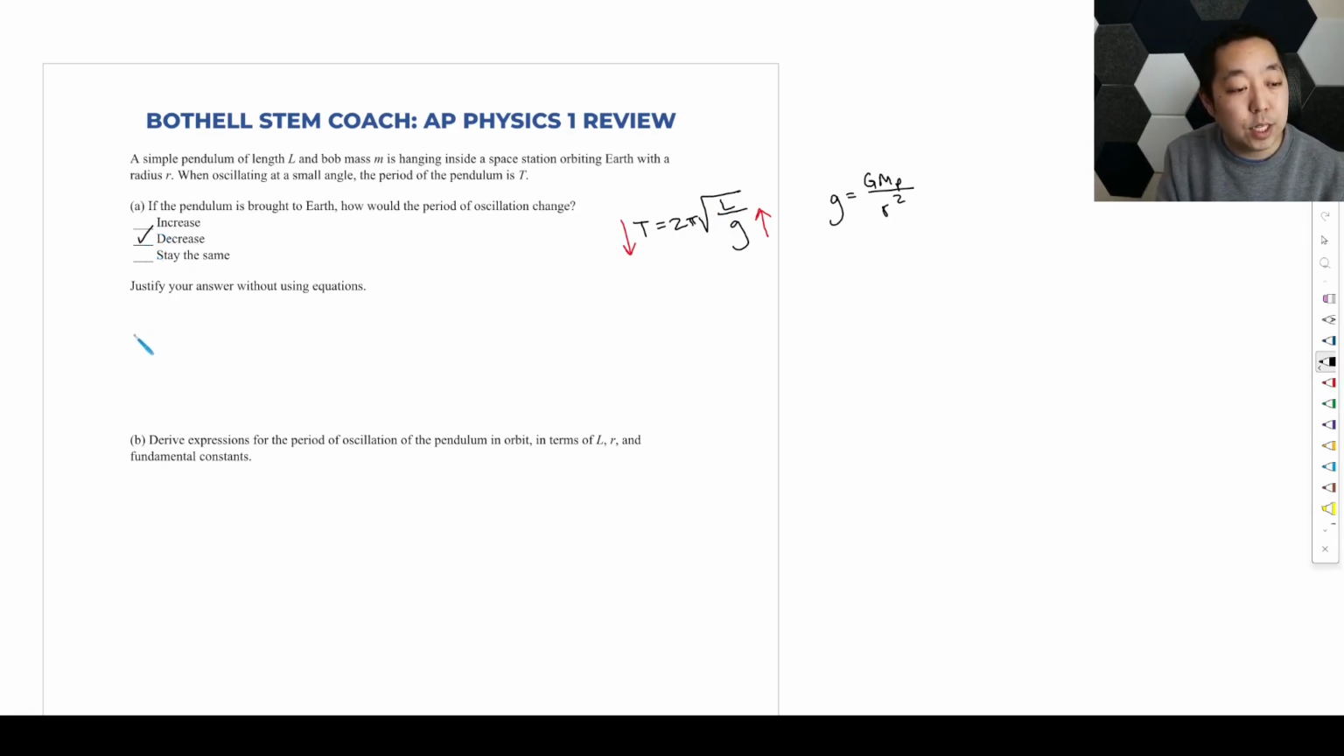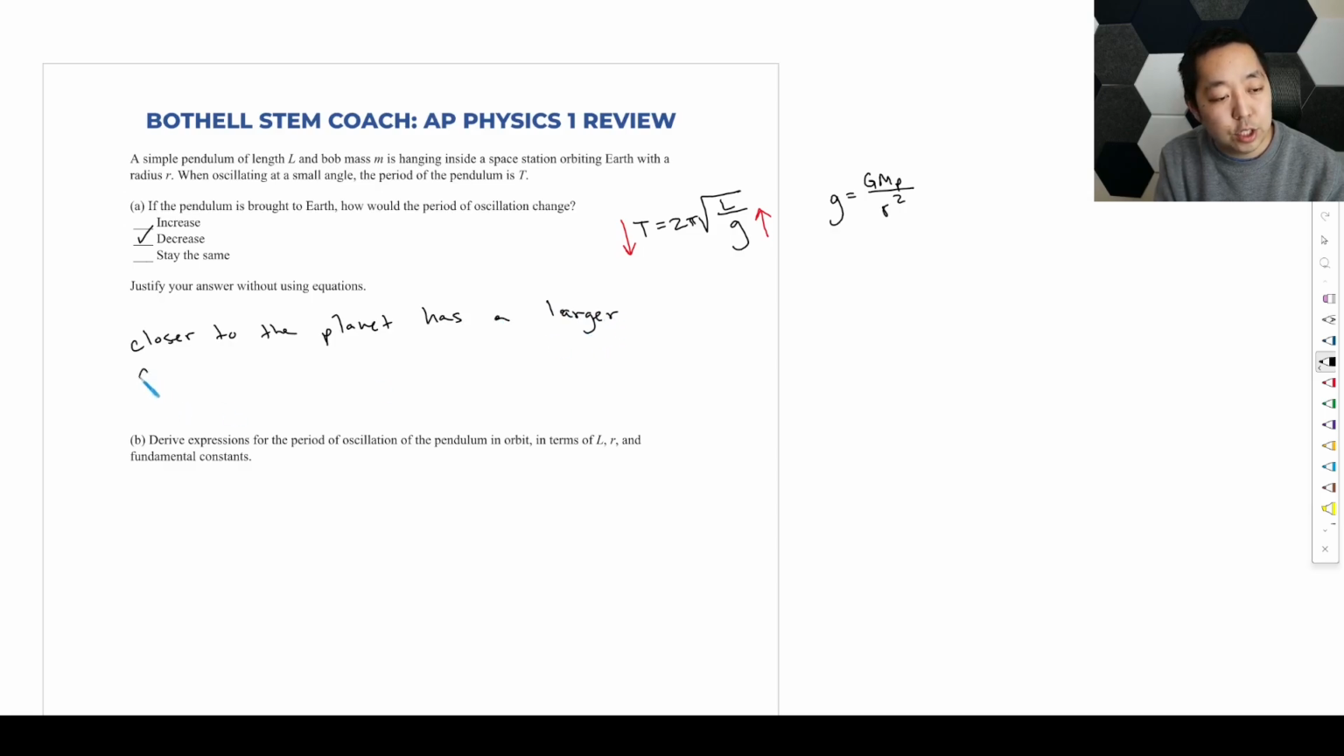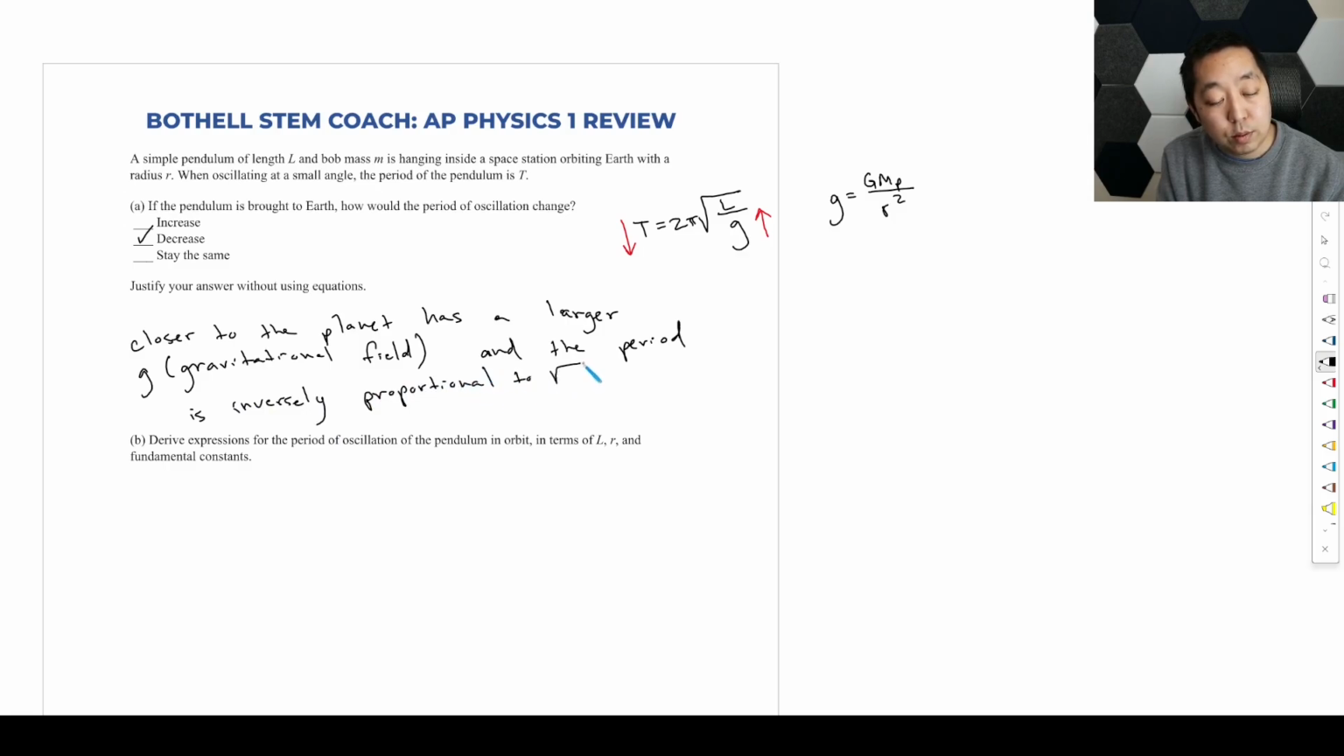And why? We would say being closer to the planet has a larger gravitational field. And the period is inversely, because it's in the denominator, proportional to the square root of g, because it's technically not g, but the square root of g in there.